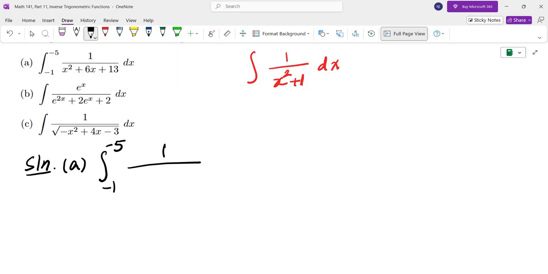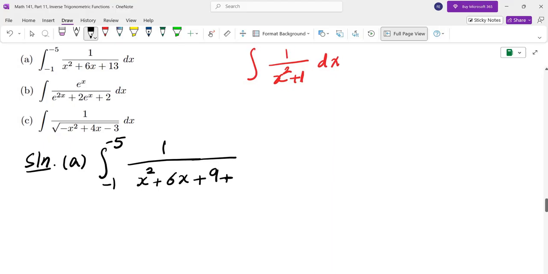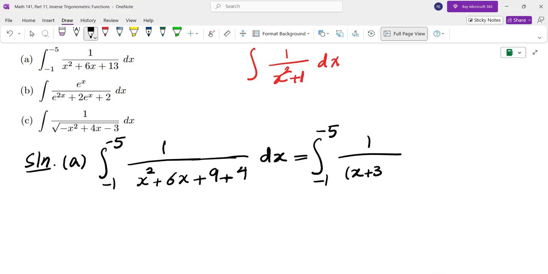So we're going to go ahead and complete this square. So we have x squared plus 6x. In order to complete this square, we need to divide 6 by 2, which gives us 3, and then square, we get 9. But we need to get to 13, so we need to add 4. So this gives us that. This would be the integral from -5 to -1, 1 over (x plus 3) squared plus 4.